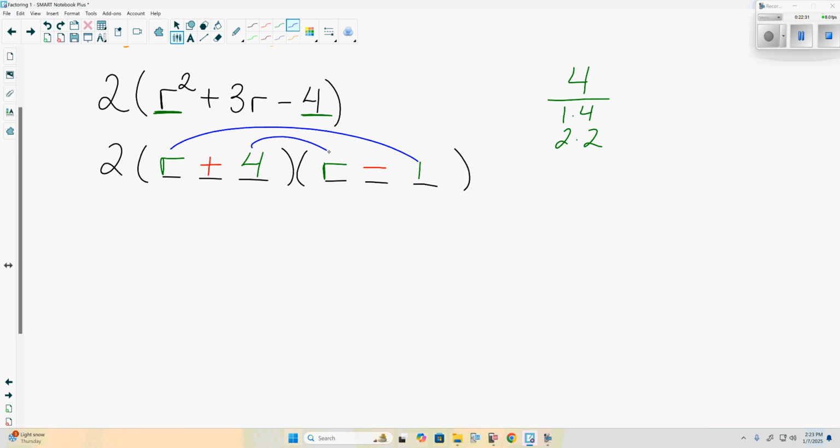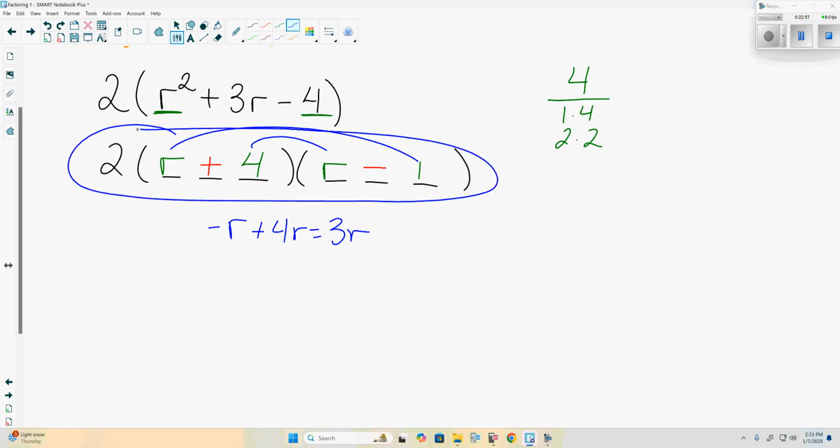Now the middle term we're checking for is positive 3r, not 6r, since we factored that 2 out. R times negative 1 is negative r. 4 times r is plus 4r. And negative r plus 4r, 4r minus r, is positive 3r. Is that the middle term we wanted? So our final factorization is 2 times r plus 4 times r minus 1. So we do need the 2 as a part of the factors, because it is something we factored out.